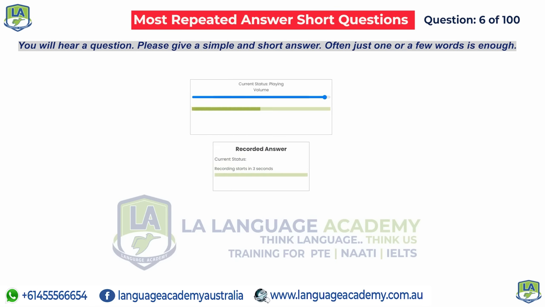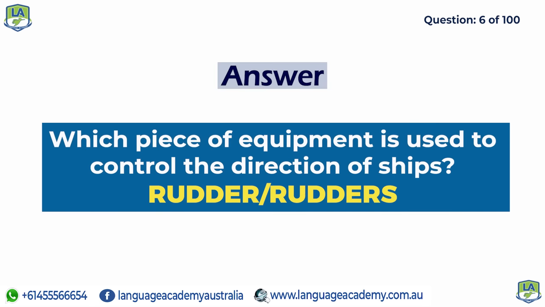Which piece of equipment is used to control the direction of ships? Rudder, rudders.